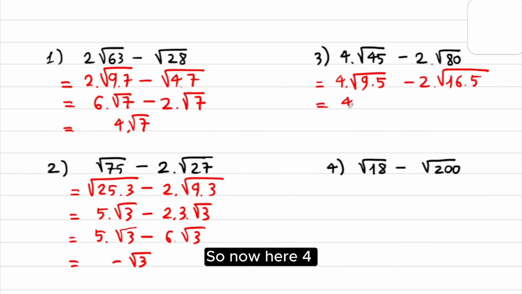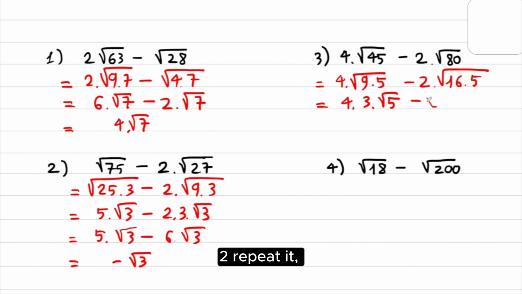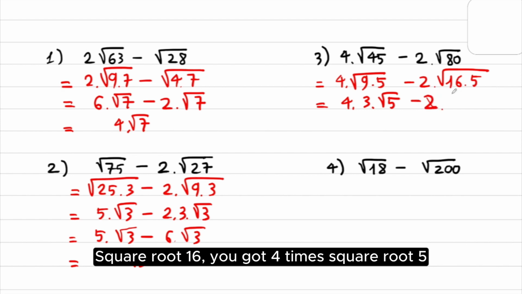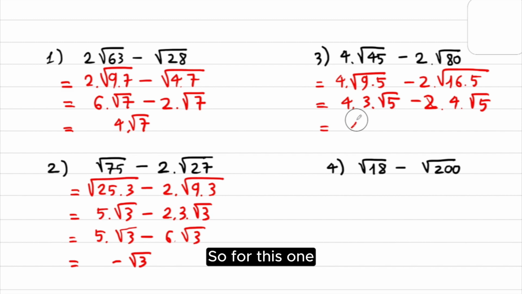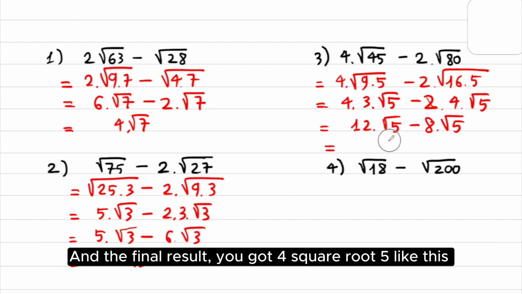So now here 4 square root 9 means 3, and then you get square root 5. Repeat it, square root 16 you get 4 times square root 5. So for this one you get 12 times square root 5 minus 8 times square root 5, and the final result you get 4 square root 5 like this.